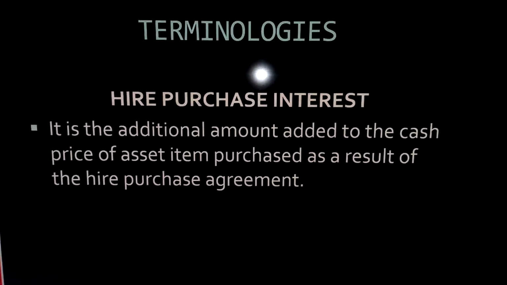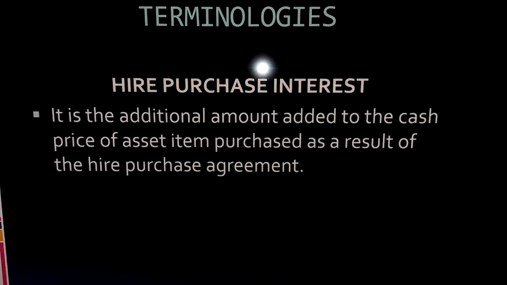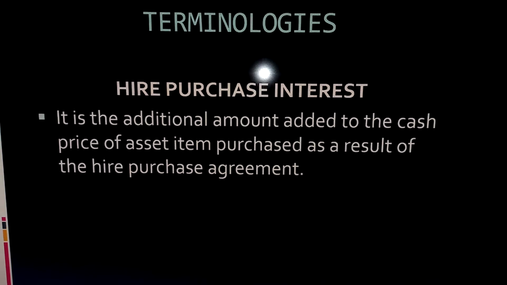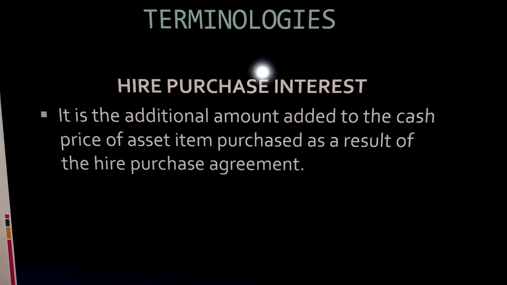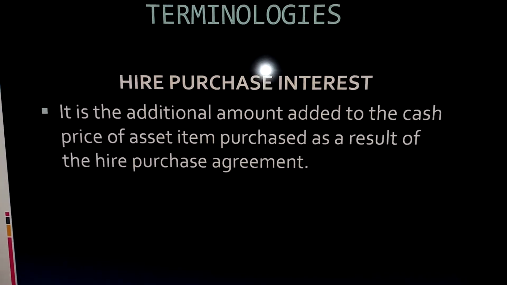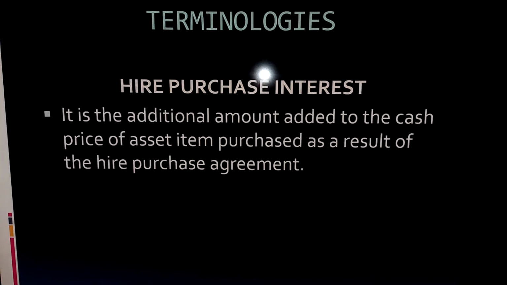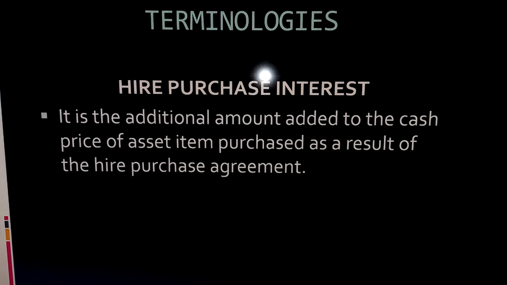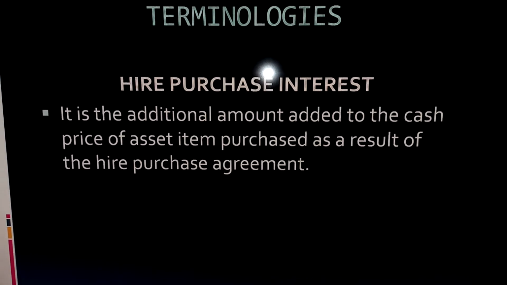So we just mentioned hire purchase interest. What I'm saying is it is the additional amount that you add to the cash price of the item. I already explained that if we assume the cost of the item is 1 million, that is if you're paying without going into a hire purchase arrangement. By the time you say hire purchase arrangement, it turns to 1.5 million. That means the 500,000 on it is the hire purchase interest. Remember, the 1 million is the cash price. So that additional amount is what we call the hire purchase interest.